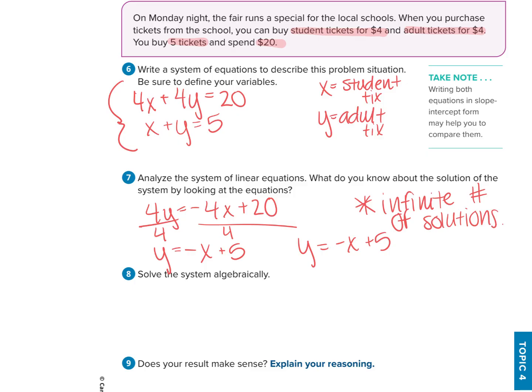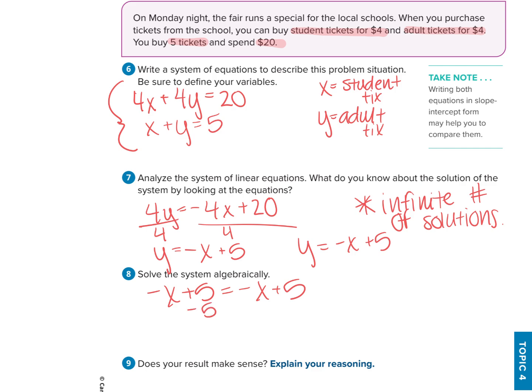All right, then for number 8, we're going to also prove that graphically. So we just made an easier equation here. We can just use both of these. We know that they're going to be equal to each other. I'm going to grab one side and throw it into the other y. So we're going to have negative x plus 5 equals negative x plus 5.